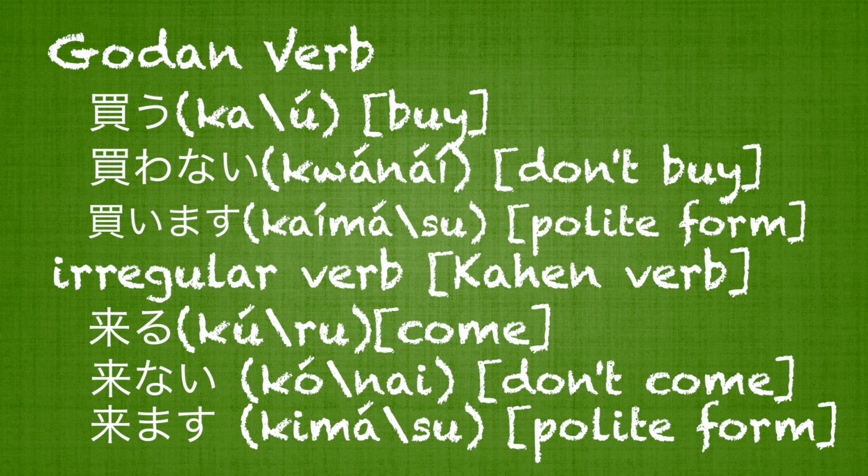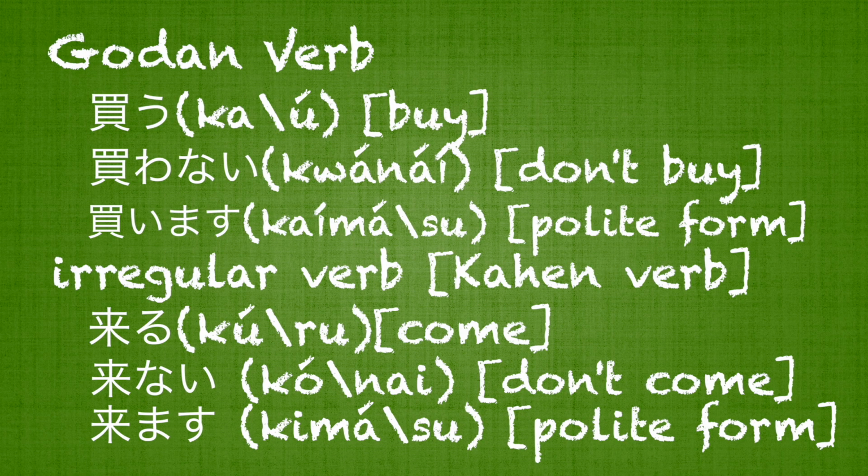But if the verb is conjugated into the negative form, it becomes kawanai. As you can hear, the a sound is used in the negative form. On the other hand, if the verb is conjugated into the polite form, it becomes kaimasu. As you can hear, the i sound is used in the polite form. This pattern is common among many Godan verbs.